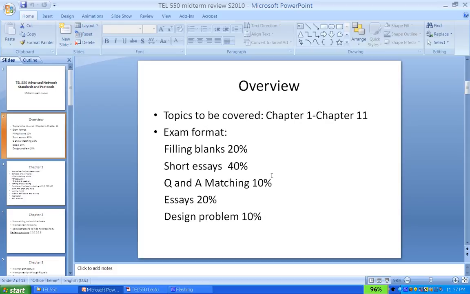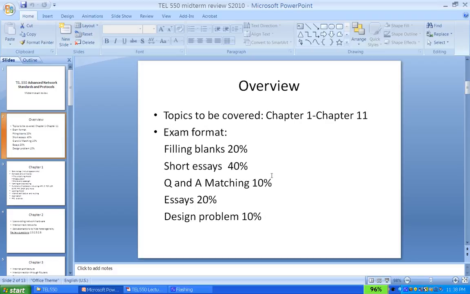The format for the exam will be filling in the blanks, which means that we will have certain sections taken from the textbook and leave some blanks. You need to fill in certain terminologies to get complete sentences.